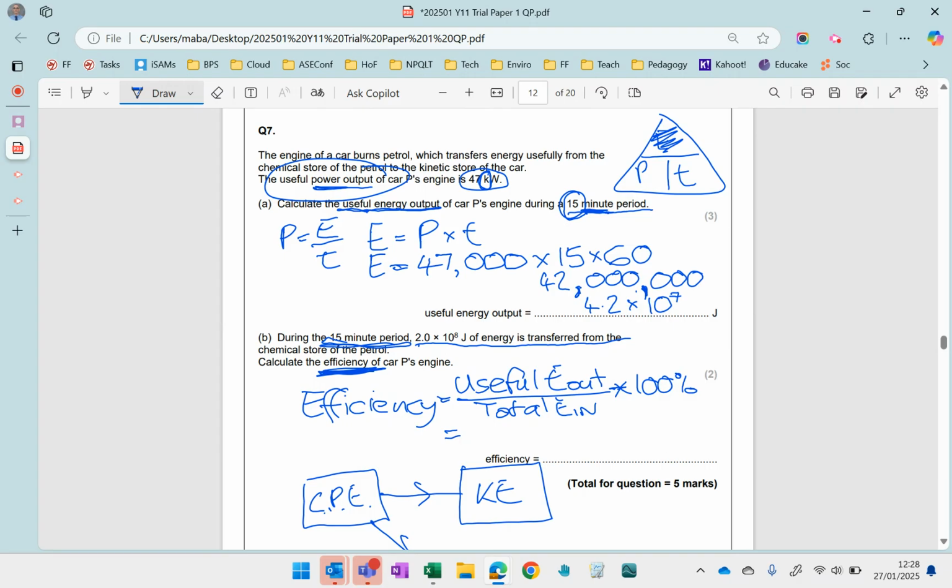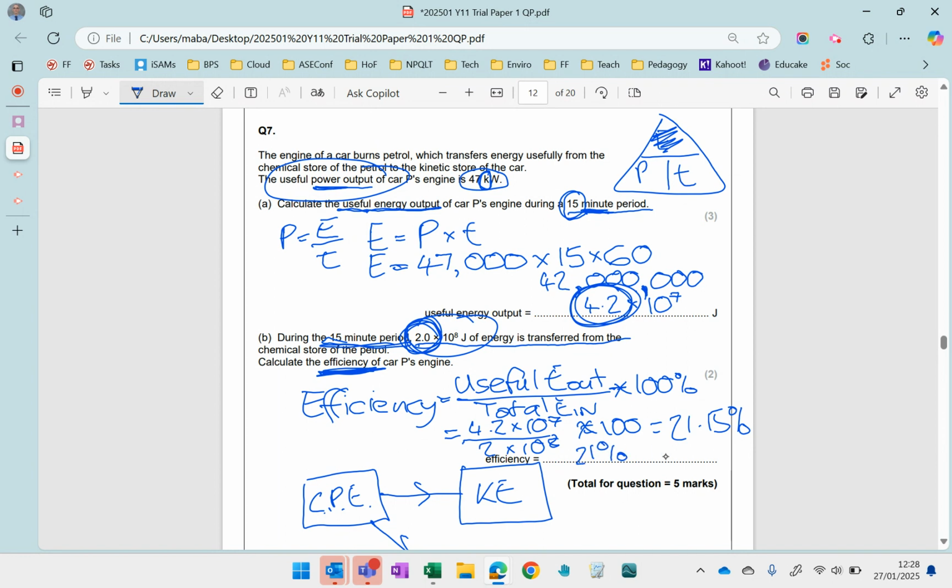Okay, so the useful energy output we worked out in the previous question, that's 4.2 times by 10 to the 7. Okay, and we're going to divide by the total energy input, which was 2 times by 10 to the 8. Okay, and then you've got to multiply by 100 as well, haven't you? Okay, and if you do that, you'll get 21.15%. Okay, but then again, look, we're looking back, 2 significant figures there, and 2 significant figures there, so our best answer is 21%, which is 2 significant figures.